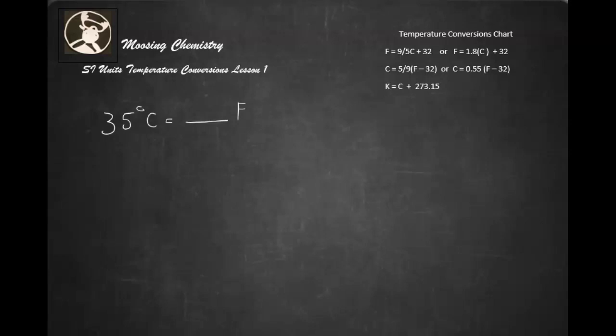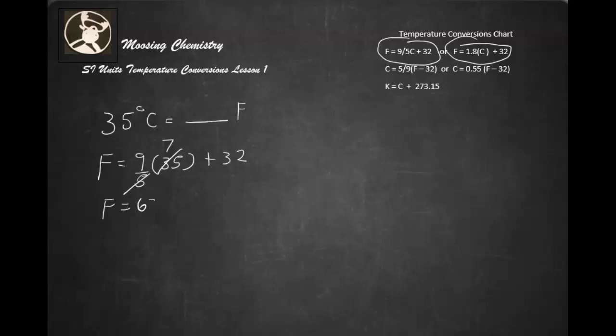So what we're going to do is we can either use this formula or this formula, and I'll solve it either way. So we're going to go F equals 9 over 5 C plus 32, right? So 5 goes into 35 seven times. F would equal 63 plus 32. So F is going to equal 95 degrees Fahrenheit.